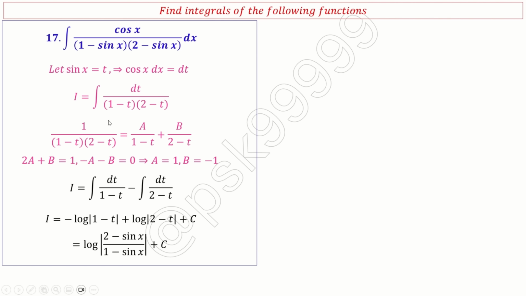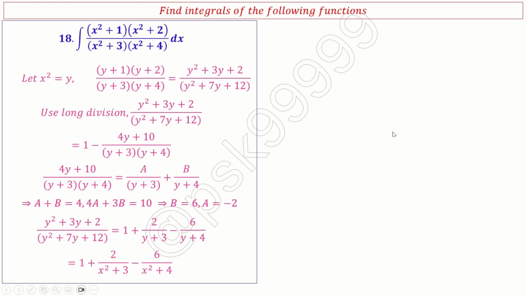Now this one I will solve using partial fractions as a by 1 minus t plus b by 2 minus t. So my a and b are nothing but 1 and minus 1. This is the answer. Once I replace t with sin x, I get the final answer, which is log of 2 minus sin x divided by 1 minus sin x plus constant.